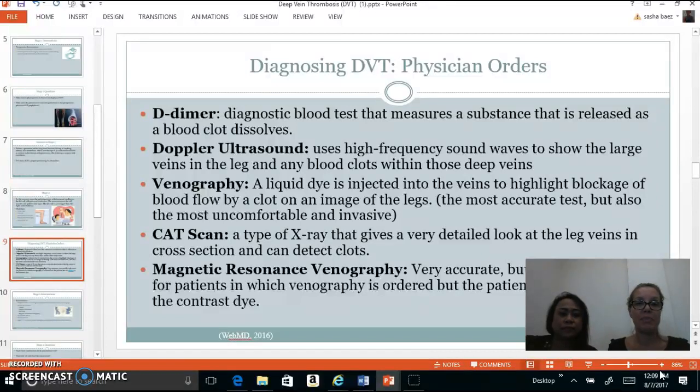A CAT scan, a type of x-ray that gives a very detailed look at the leg veins in cross-section and can detect clots. Magnetic resonance venography is very accurate but usually only used for patients in whom venography is ordered but the patient has an allergy to contrast dye.